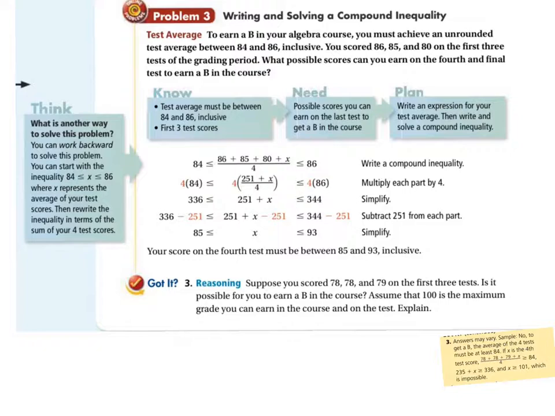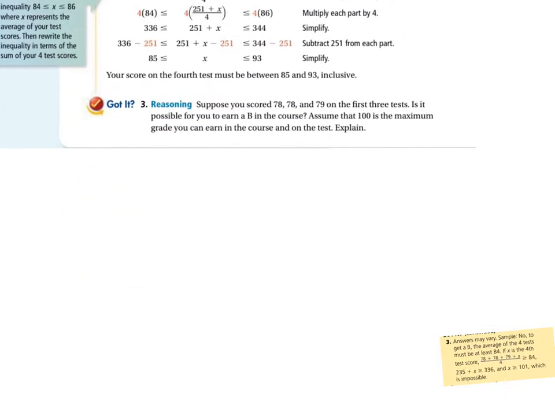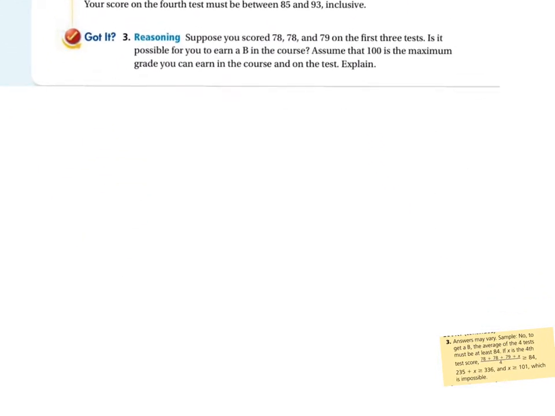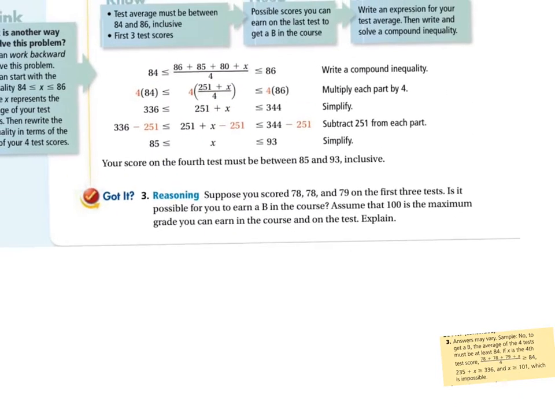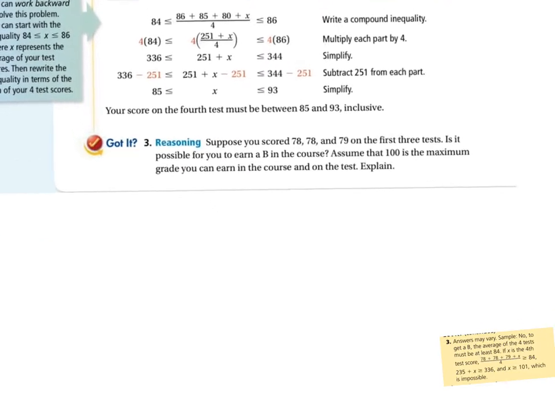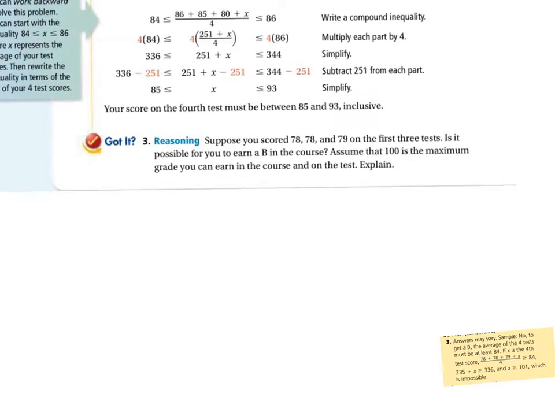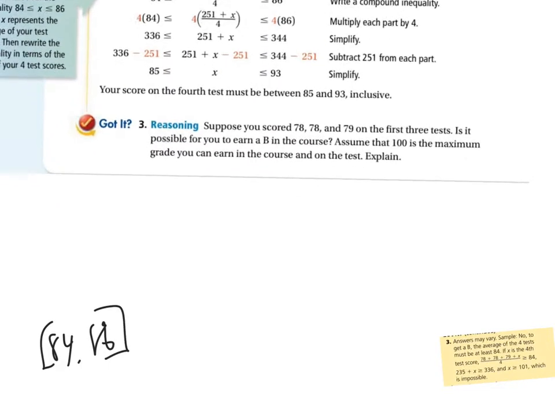Alright, so continuing. Suppose you scored 78, 78, 79 in the first 3 tests. Is it possible to get that B in the course? And again, you must have between 84 and 86. So we're going to model it on this one here, right? So remember your B is 84 to 86. I'm going to put that in interval notation there. And let's slide this up out of the way then.